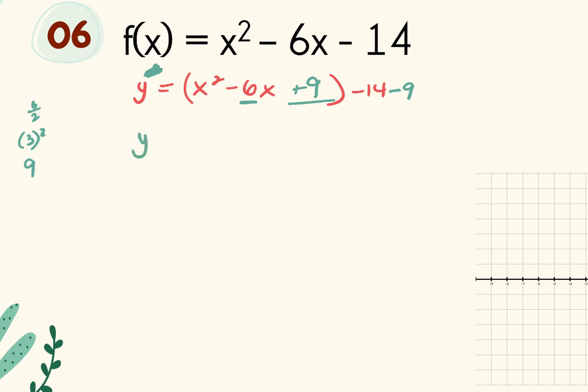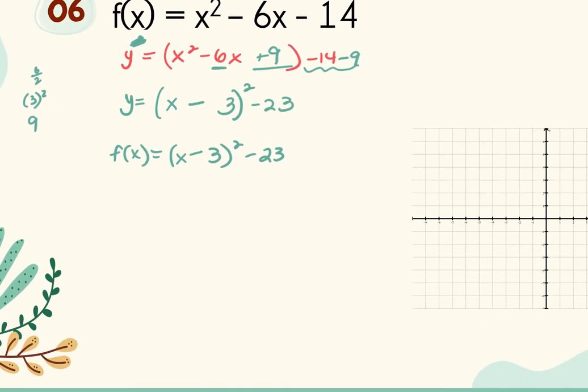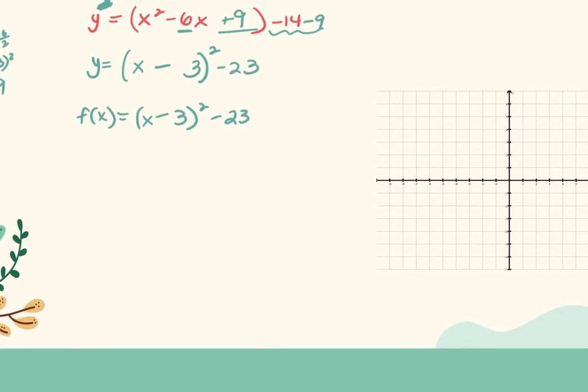So I get y equals, I'm going to factor what's inside the parentheses because we made it a perfect square trinomial. We square root the first term. We square root the last term. We take the sign from the middle, put it in parentheses, and square it. And then negative 14 minus 9 is negative 23. So this is the same thing as saying f of x equals (x minus 3) squared minus 23. Now tell me what you know about that graph. What's the vertex?